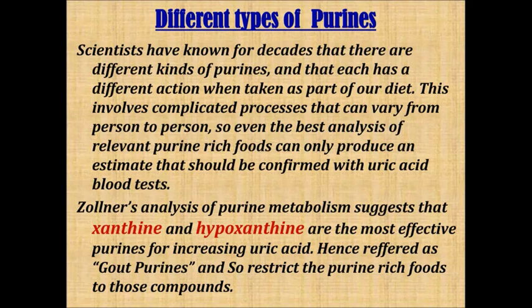Zollner's analysis of purine metabolism suggests that xanthine and hypoxanthine are the most effective purines for increasing uric acid, hence referred to as gout purines, and so restrict the purine-rich food to those compounds.